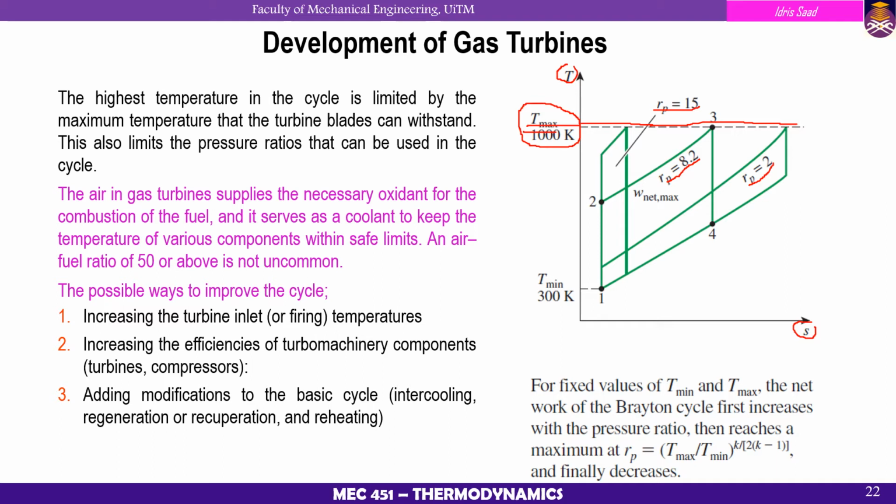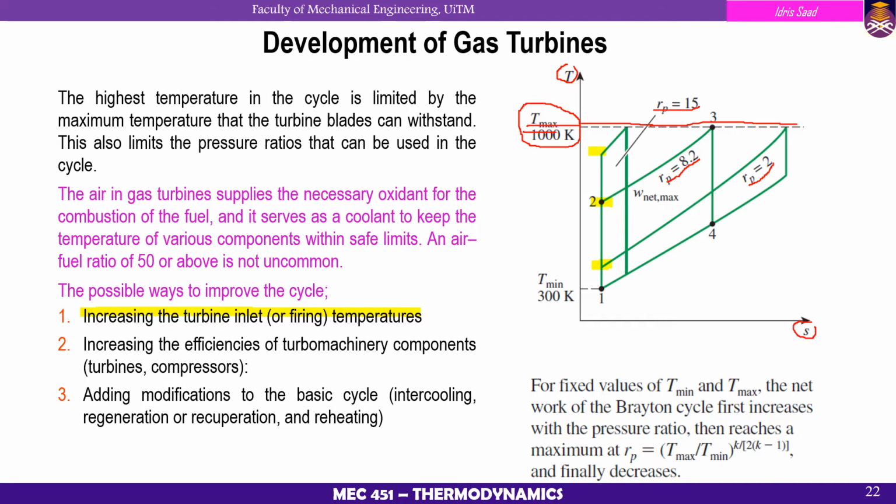Actually, in order to increase the performance of the gas turbine engine, there are three possible ways. The first one is that we can increase the turbine inlet or firing temperature, as you can see in this graph. So this is the inlet or firing temperature, and we can increase from here to here to here. If we increase it too high, it gives a negative effect, but if it is too low, it will produce low work output.